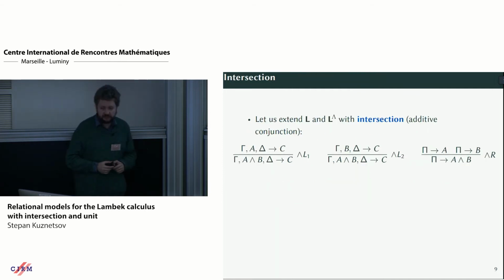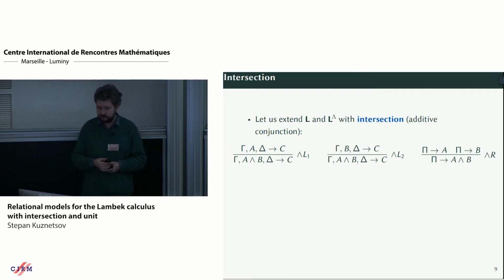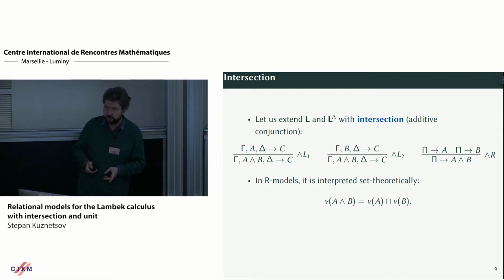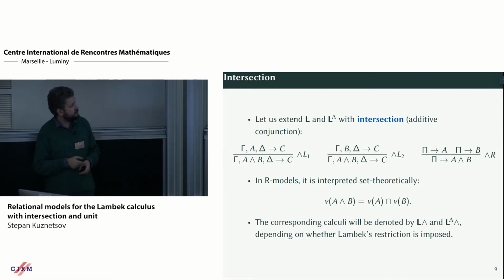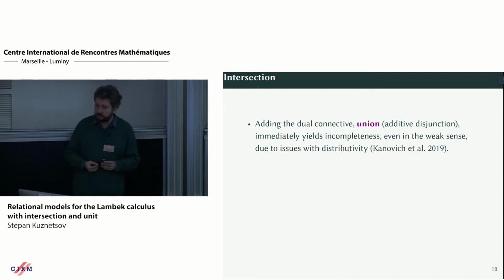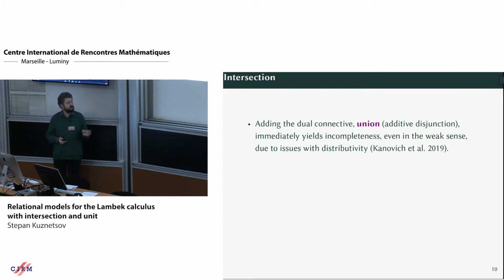So now let's extend the Lambek calculi with intersection, or additive conjunction. These are the standard rules for them. It's interpreted in a set-theoretical way, as usual, and we'll denote it like this, depending on whether Lambek's restriction is in. Just a short remark: you could also try to add the union. Union makes completeness fail immediately due to problems with distributivity, so we do not consider that.